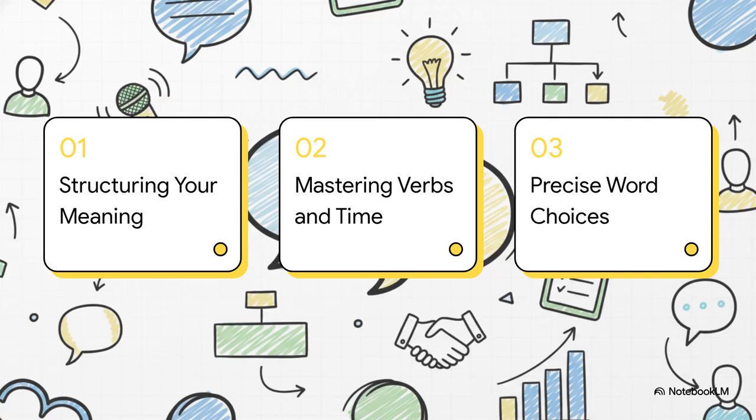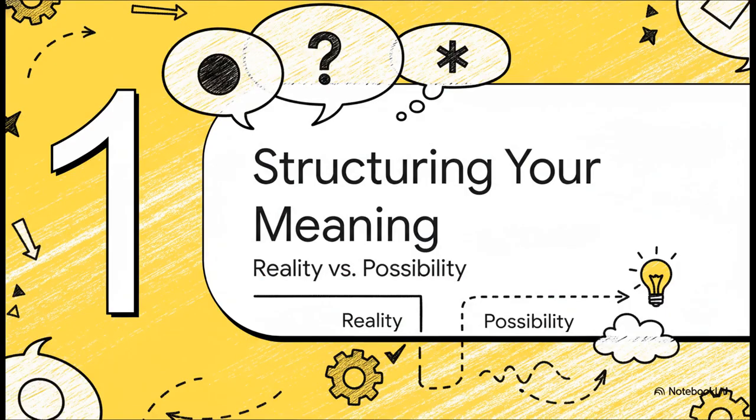Okay, so our playbook today has 3 core strategies. First, we'll talk about how to structure your meaning. Then, we're going to zoom in on verbs and time. And finally, we'll sharpen up the details with some really precise word choices. First up, structuring your meaning.